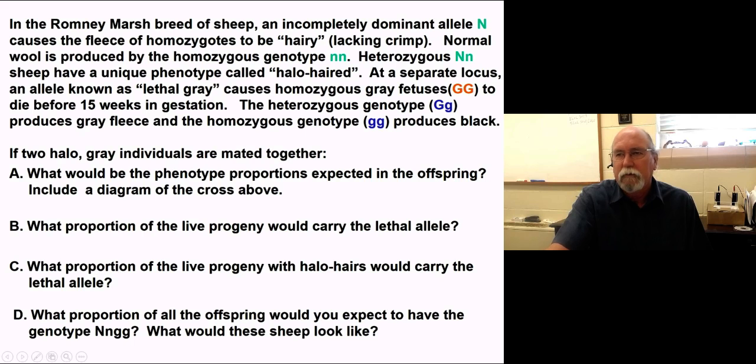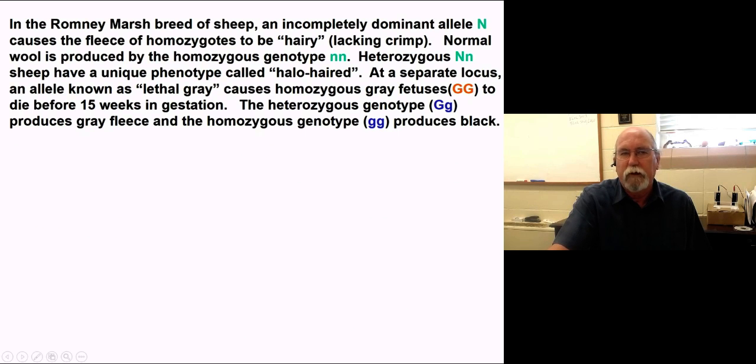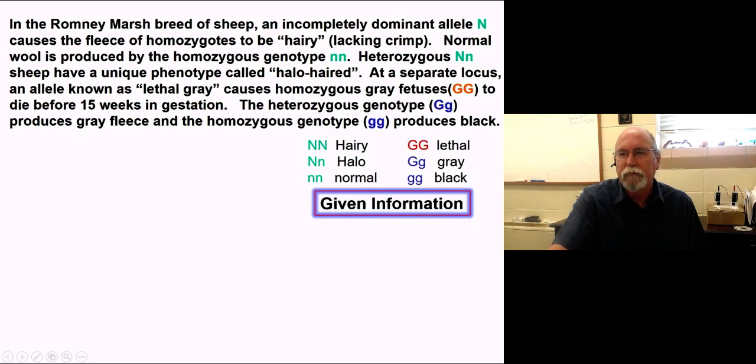Okay, all of this stuff at the top is just telling you some information that you can extract given information from. Okay, and what is it giving you? It's telling you up here that you've got this N allele, and you've got this NN allele, and you got this MN. So N allele causes things to be hairy. MN says they are haloed, and then little n is that they're normal, okay, normal wool. So you've got that. I just wrote it down. So that first 3 sentences all contract down to this.